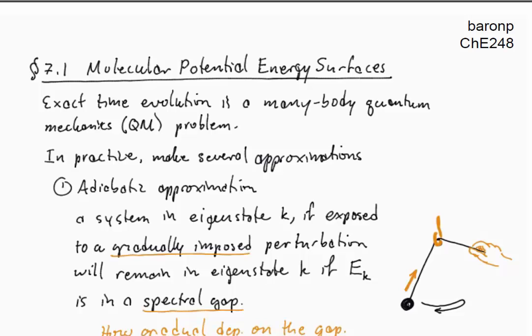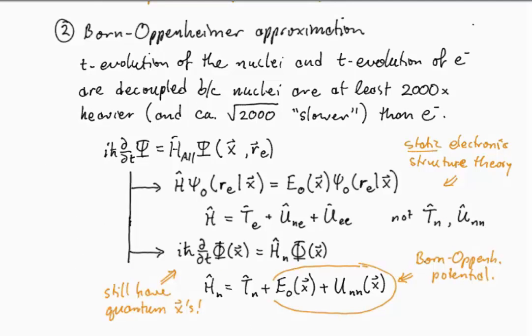Usually when we run molecular simulations or rare events methods, we're using the Born-Oppenheimer approximation. And the Born-Oppenheimer approximation actually begins with the adiabatic approximation: that a system in eigenstate K, if exposed to a gradually imposed perturbation, remains in eigenstate K if that eigenstate is in a spectral gap. That is to say, if the energy levels are locally separated in the energy spectrum. Now, how gradual that perturbation needs to be in order for this to be true depends on the size of the energy gap.